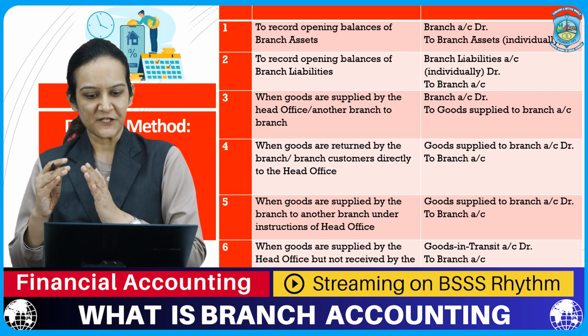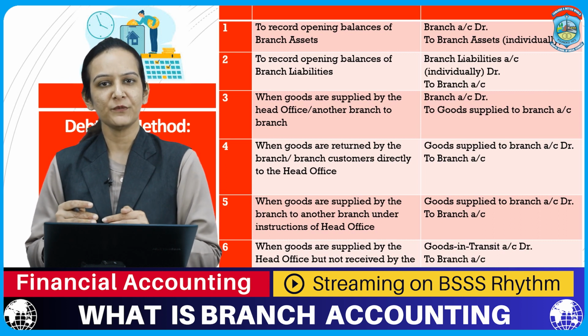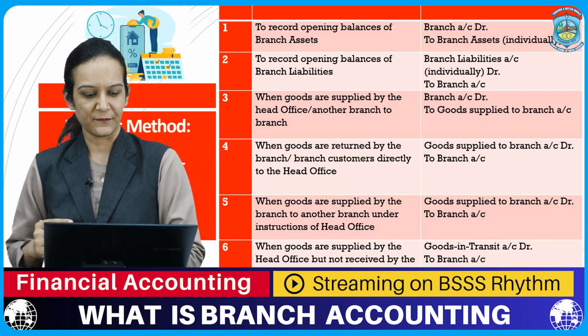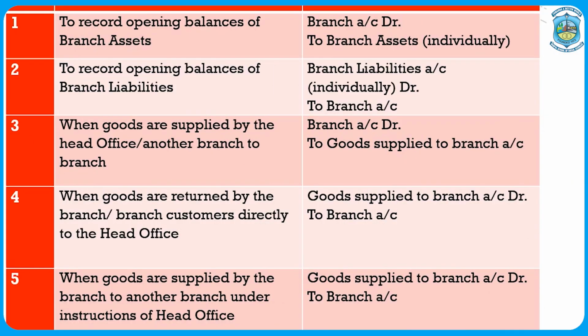Before maintaining the branch account, there are certain journal entries that are to be passed in the books of the head office. Let us first of all understand all these journal entries one by one. Now the first journal entry is being passed to record the opening balances of all the branch assets. So, for this particular transaction, the journal entry is branch account debit to branch assets individually. So that when you are preparing the branch account, all the branch assets are recorded at the debit side. Individually, we need to take the balances of every single asset.